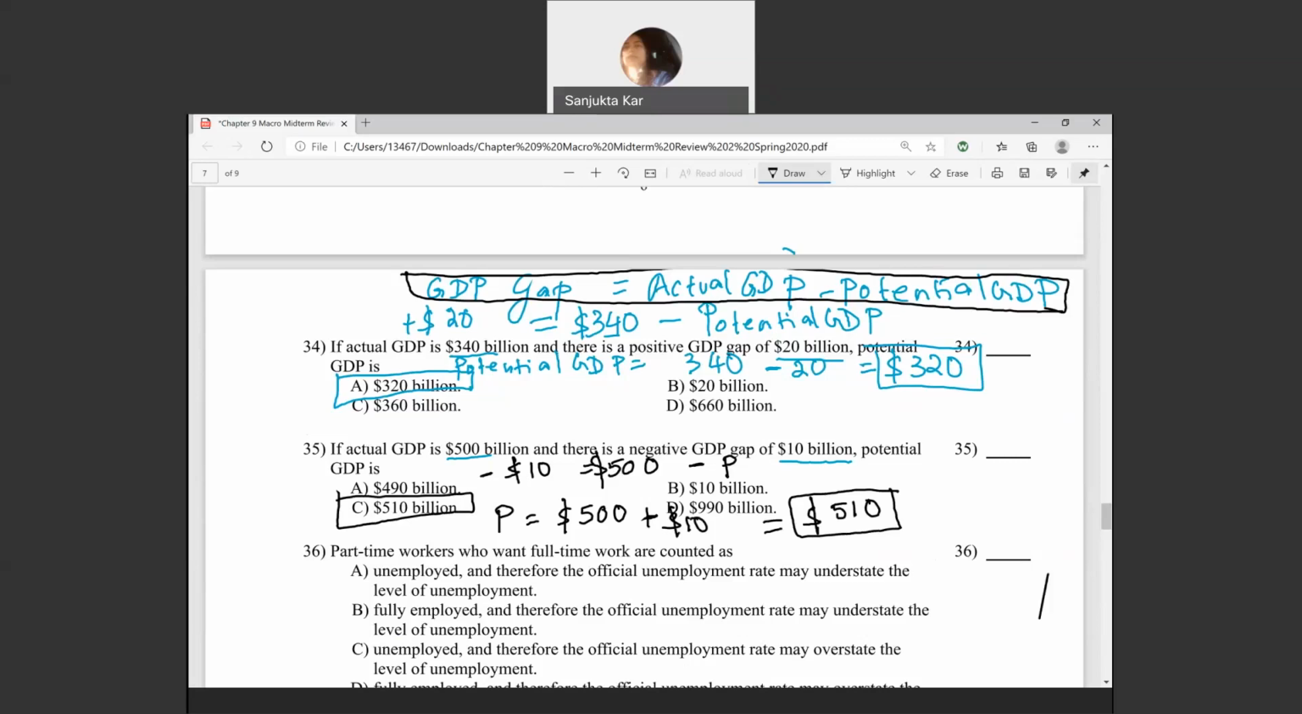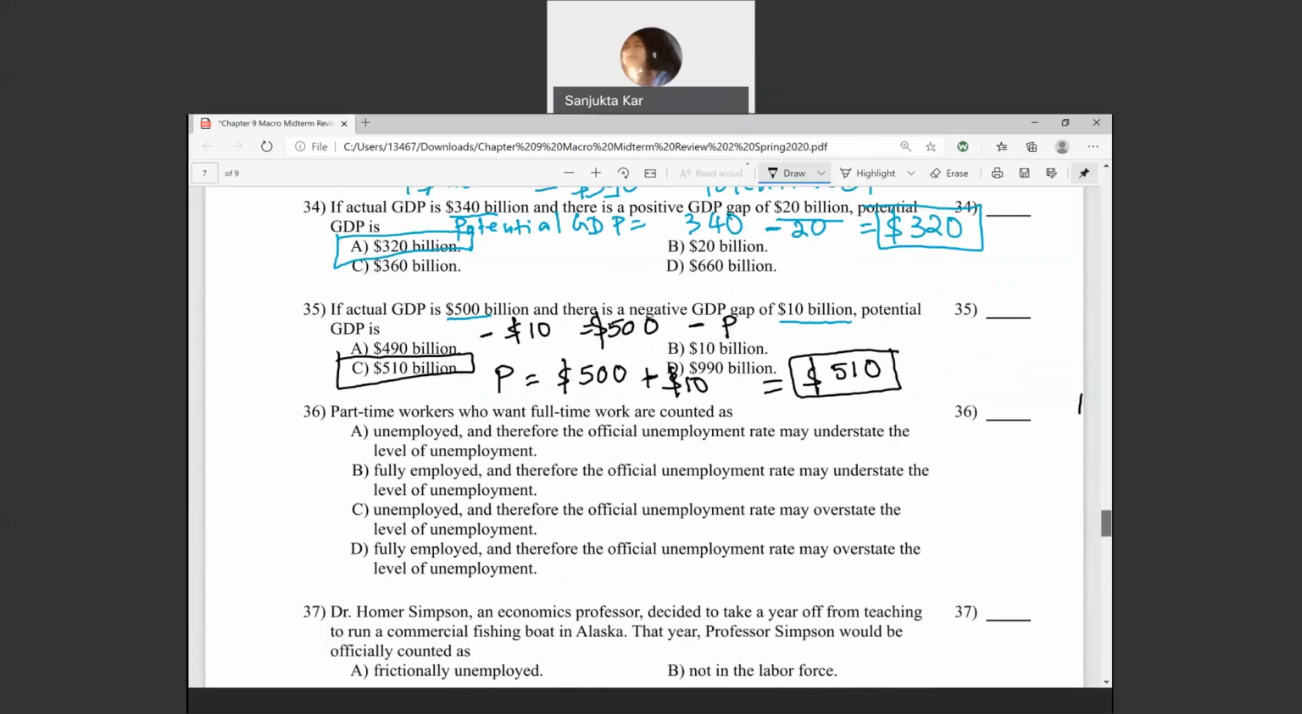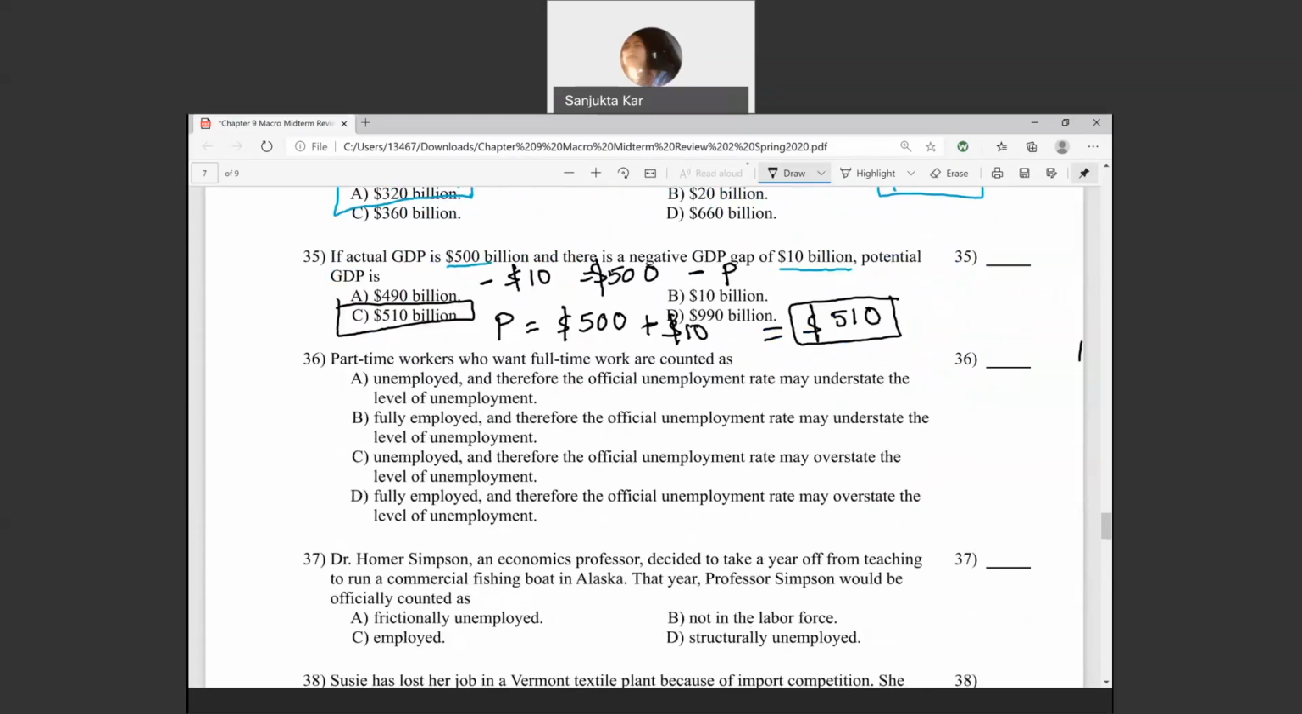Alrighty, question number 36 here. This is telling me part-time workers who want full-time jobs are counted as fully employed, and therefore this is going to understate the level of unemployment. Definitely not going to overstate.